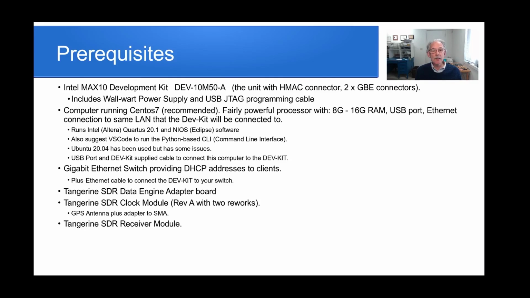You'll need the TangerineSDR data engine adapter board. This is not the data engine, but the adapter that goes between the development kit and the other modules. You'll need a TangerineSDR clock module, revision A. There are 2 reworks that need to be done on the clock module prior to doing this particular test. You'll need a GPS antenna that will be connected to the clock module via an SMA connector, and you'll need a TangerineSDR receiver module.